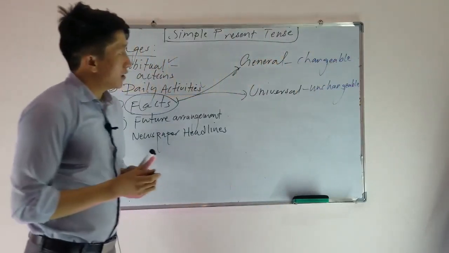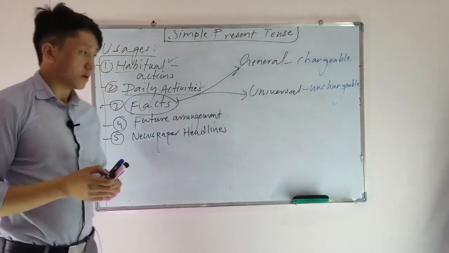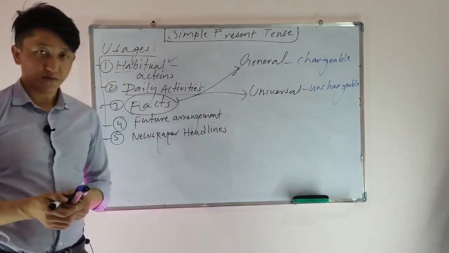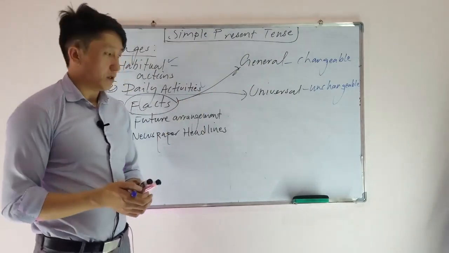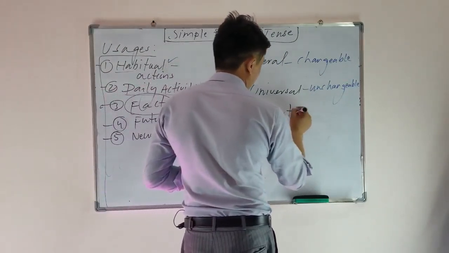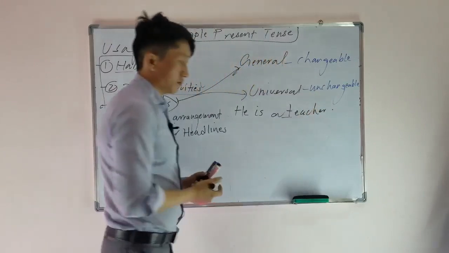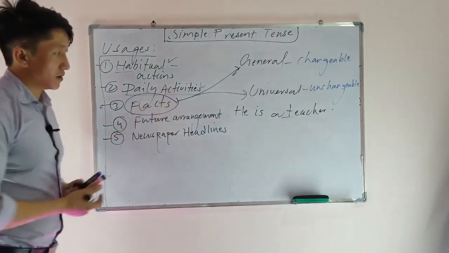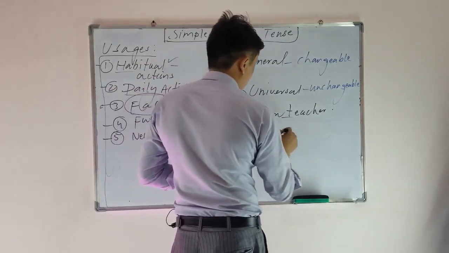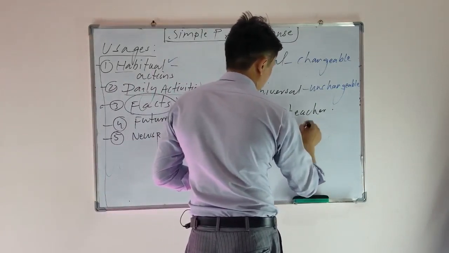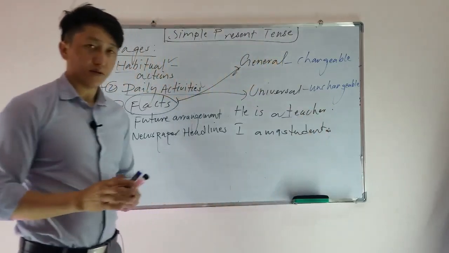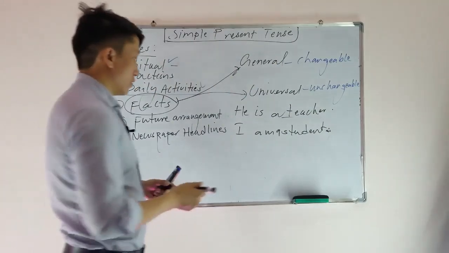So now simple present tense is also used to talk about the facts, and we have two kinds of them. We have general fact and we have universal fact. So general fact is changeable. It can be changed. For example, if I say he is a teacher, now it's a fact that he is a teacher, but it can change. He can leave teaching or quit teaching. Or if I say I am a student. Now if I say I am a student here, this is also a fact, but this fact may change.